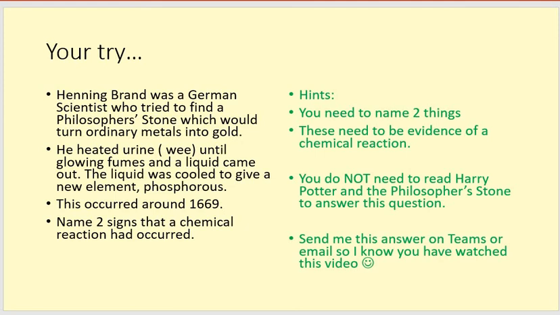Now, I've been very kind and given you some hints on the right. First of all, you need to name 2 things. That's from reading the question. It says here in the last line, name 2 signs. These need to be evidence of a chemical reaction. So the fact that he's called Henning Brand is not proof of a chemical reaction. I'm going to give you that tip now. You do not need to read Harry Potter and the Philosopher's Stone to answer this question. Just saying, you might want to read it anyway for English, but you're not going to need to read it for science.